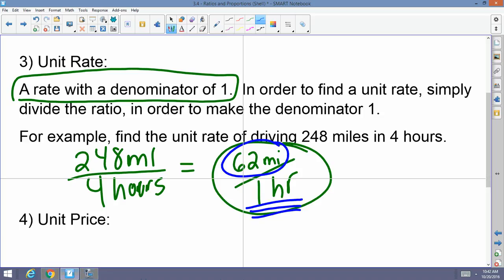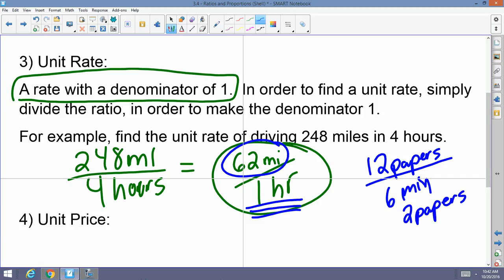So for example, let's say I tell you that I can grade 12 papers in let's say 6 minutes. I want my unit rate. What's the unit rate here? 2 papers per minute. 12 divided by 6 is 2. So 2 papers per 1 minute. That's a unit rate. Does that make sense, brothers?